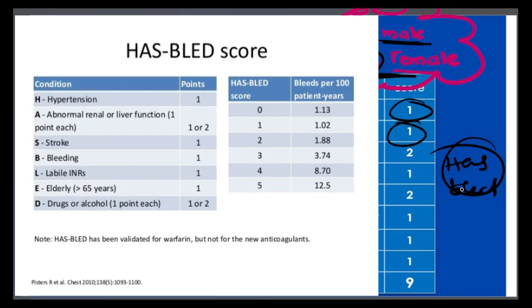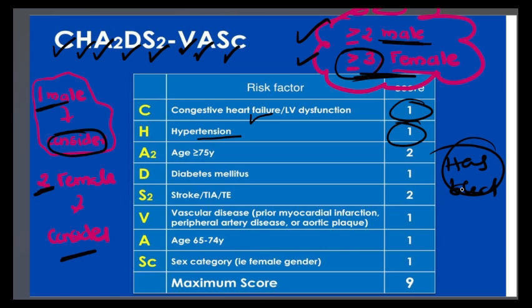So if the patient has a high bleeding risk, we should closely monitor him, control blood pressure, and avoid unnecessary NSAIDs. So basically, we need to be more cautious when we start anticoagulation in these patients. So yes, we must do the HAS-BLED score before we start anticoagulation in these patients.